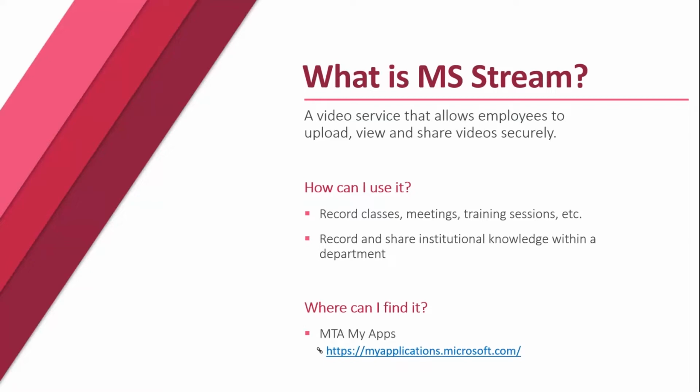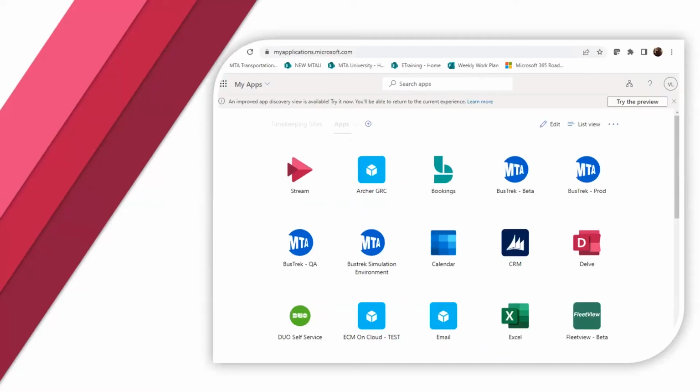Today. Where can I find it? It is located in our MTA My Apps. Excuse me. So I did put the link here. On the next slide, though, you'll see for anybody that's actually gone into the MTA My Apps, you notice that there are many applications that we have access to as a part of, whether it's through Office 365 or just even agency-specific applications or MTA-specific applications.